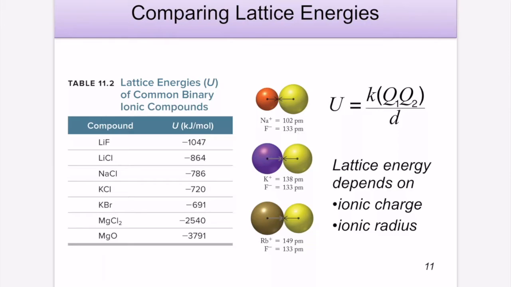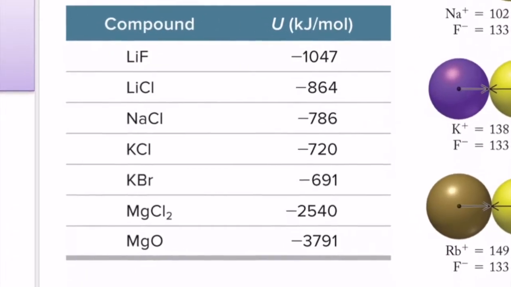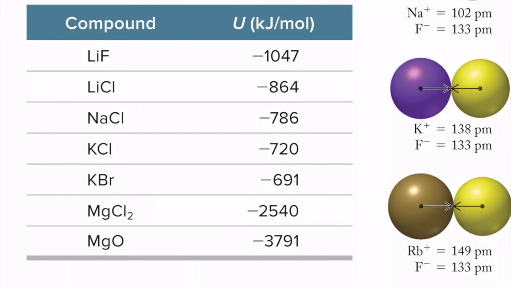And we can use the criteria and the thinking that we used for the practice problem to explain why each of these compounds has its respective lattice energies. So as before, the lattice energy is going to be dependent on the charge of the ion as well as the distance between the ions. Okay, so if we just zoom up on this table, look at lithium fluoride, for example.